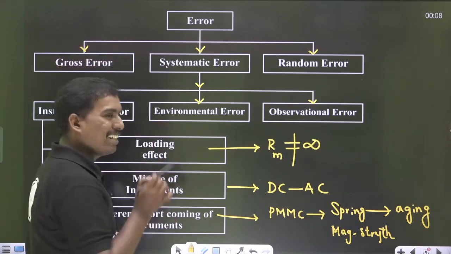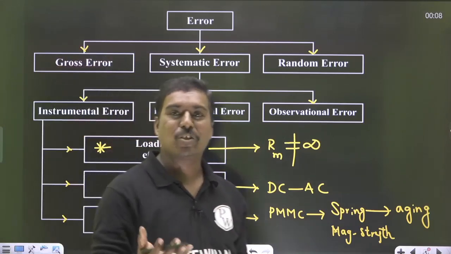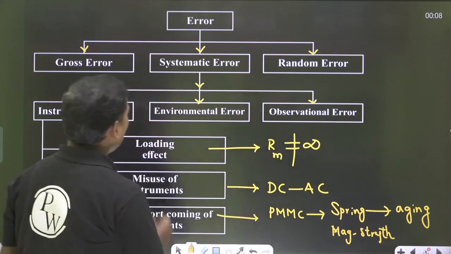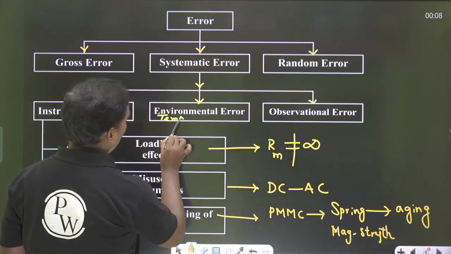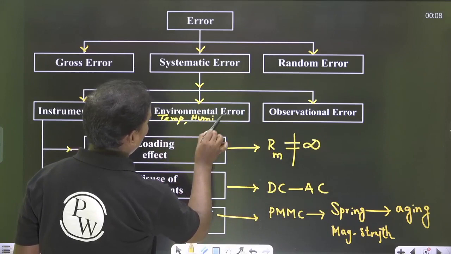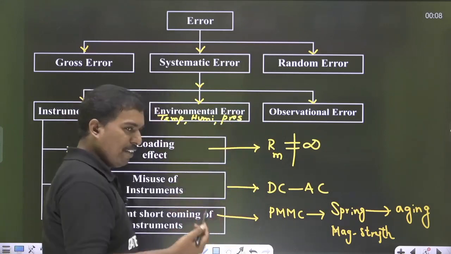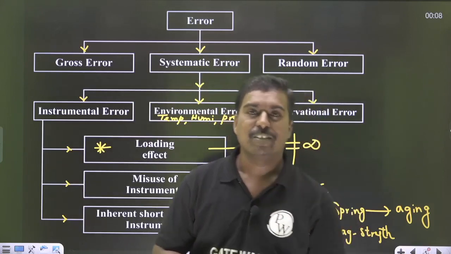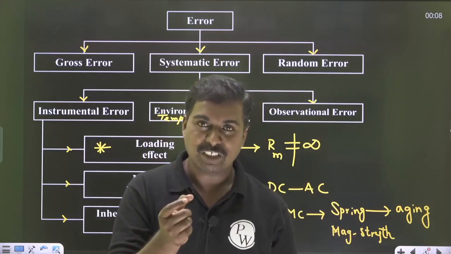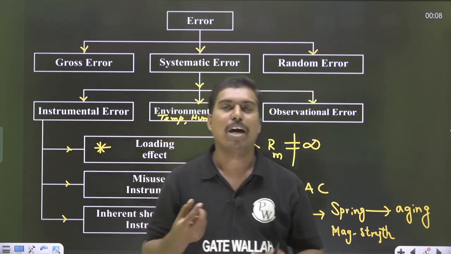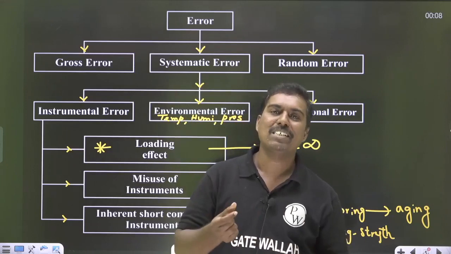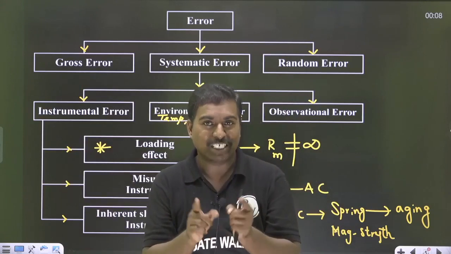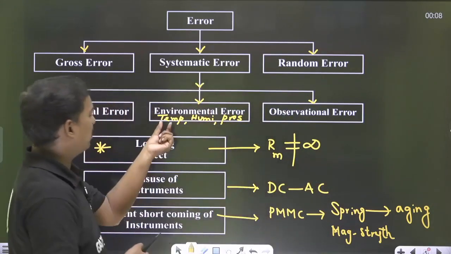Next, environmental errors. This is not in the control of human beings, and not in the control of the instruments. Environmental errors like temperature, humidity, and pressure of the atmosphere will definitely affect whatever meters we are using. All those meters have internal resistance. That internal resistance is manufactured from copper, a metal. The metal has a positive temperature coefficient of resistance. As the ambient temperature changes, its resistance is going to be affected. So that is the environmental error.